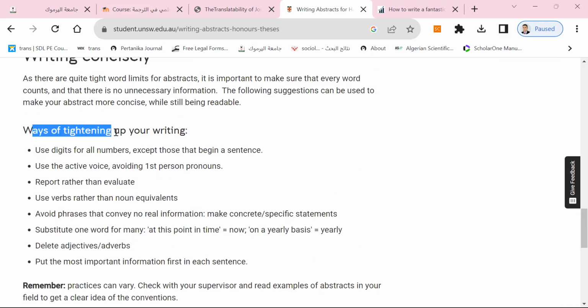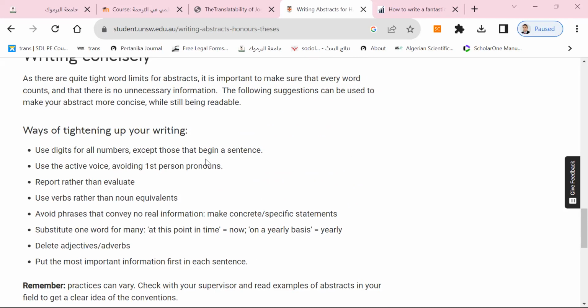These are generally good information for you that may help you in the future, inshallah. Use digits for all numbers except those that begin a sentence. When you start a sentence with, imagine, 30, don't write it as a digit. You should write it as a word. Thirty-one students were used as the sample of this study.